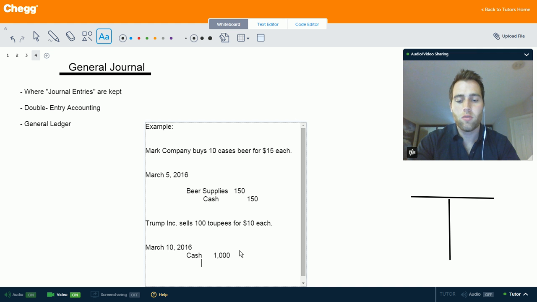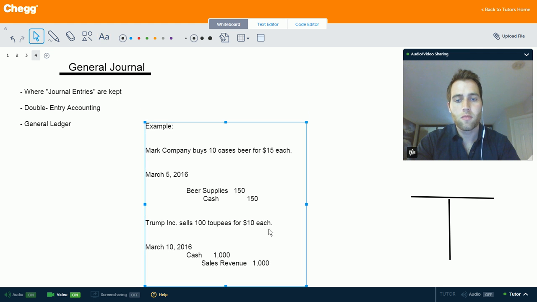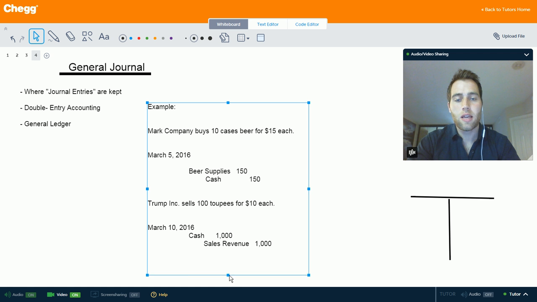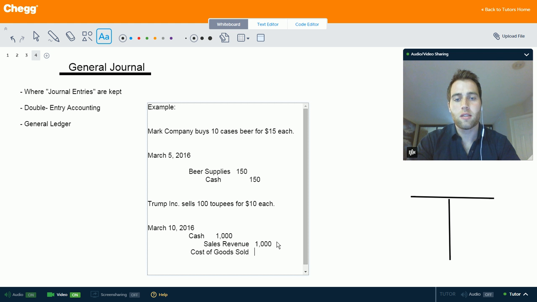And we are going to credit sales revenue, since that is a sale and we need to show that we made revenue. And then there's actually going to be a second debit and a second credit when you make a sale. So there's what's known as a cost of goods sold expense. And what that is is the cost it took to make those toupees. So we'll say that it cost $500 to make those 100 toupees.